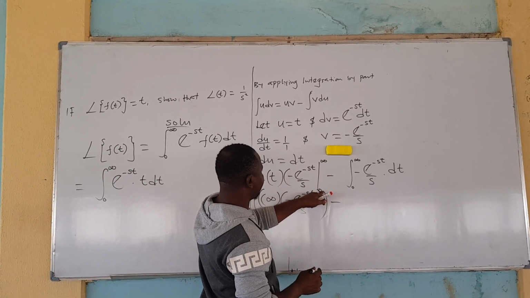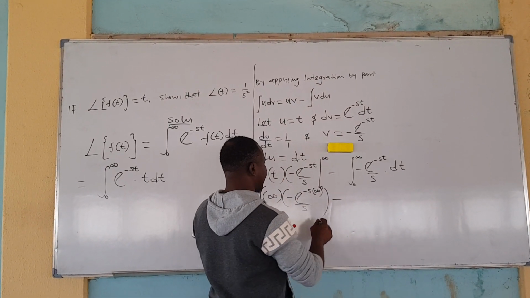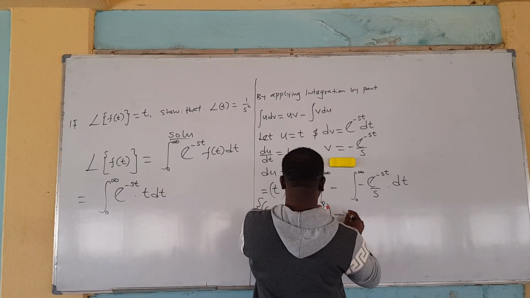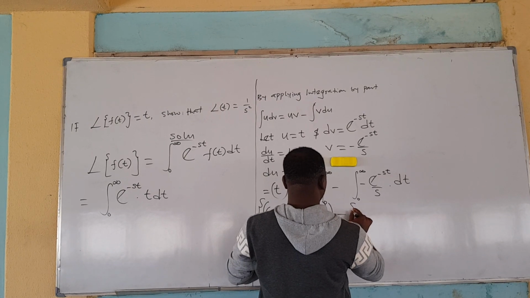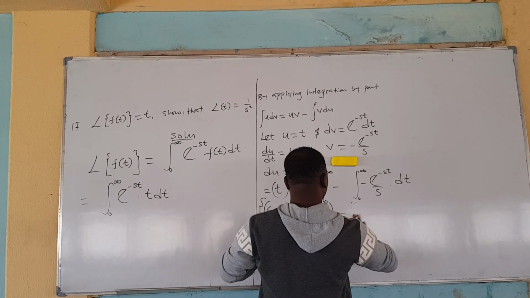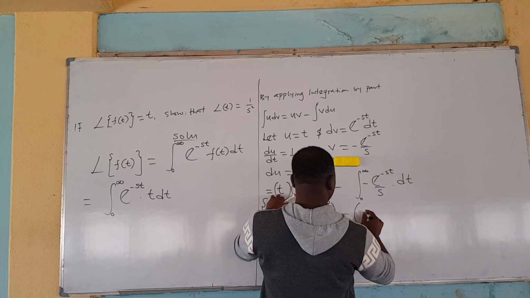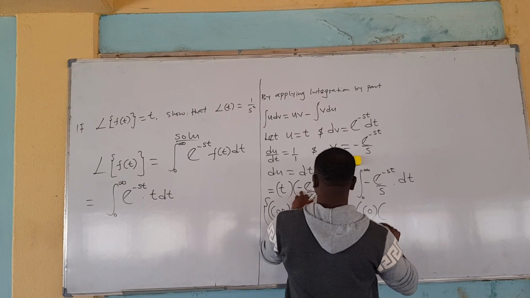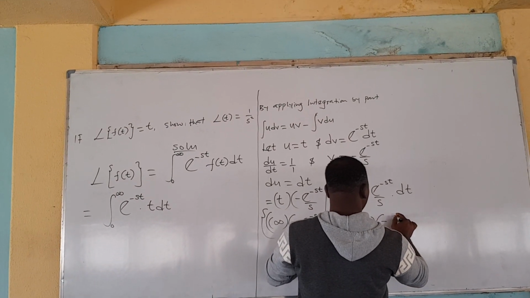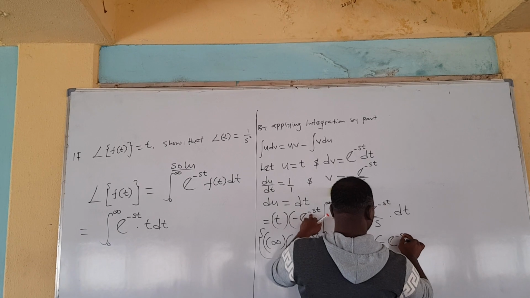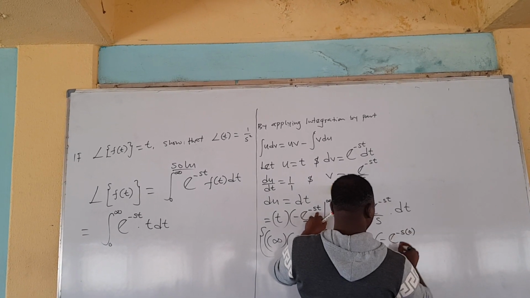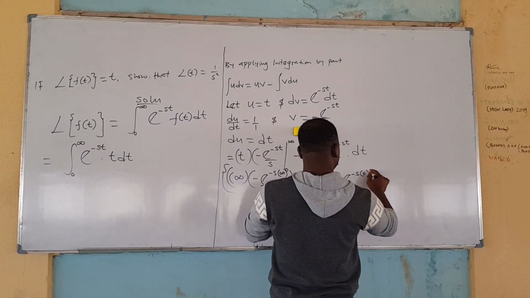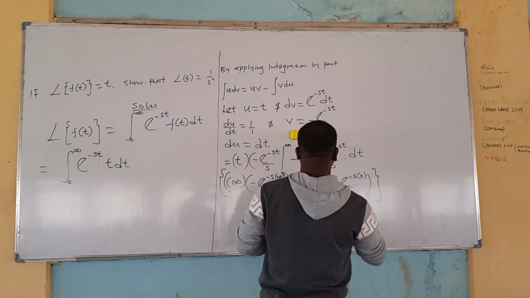we now substitute in 0. It implies that anywhere you see t, you substitute in 0. So this will be 0. Then all in bracket minus exponential minus s, all in bracket 0, then all over s, then close the bracket, close this bracket.